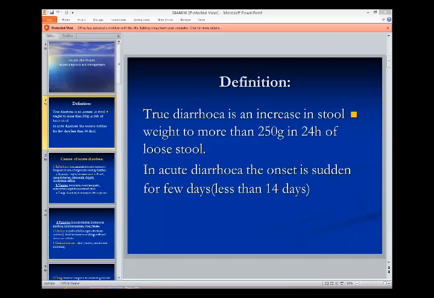Okay, so this was a bit about diarrhea. The main causes of acute diarrhea are what we have learned here: Staph aureus, E. coli, Bacillus, Clostridium perfringens, Salmonella, Shigella, and Campylobacter. They can all cause acute diarrhea. Acute diarrhea is when it lasts less than 14 days, and the diarrhea definition is an increased amount of stool which is more than 250 grams. Any questions to be asked?